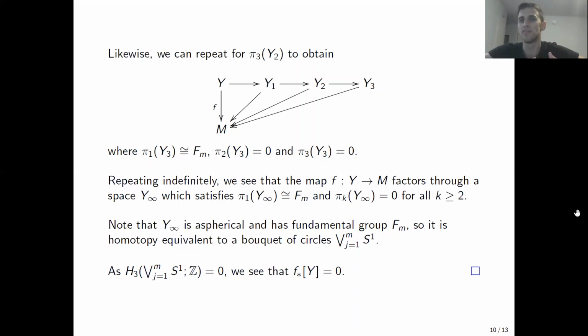But this bouquet of circles is just a point with several loops wedged together. There is no three-dimensional homology. So the three-dimensional homology is 0. It's a one-dimensional CW complex. So our map from Y to M has to factor through this space, Y infinity. So on the level of the induced map on H3, it has to factor through the group 0. So we see that when you push forward the fundamental class of Y, you must get 0.